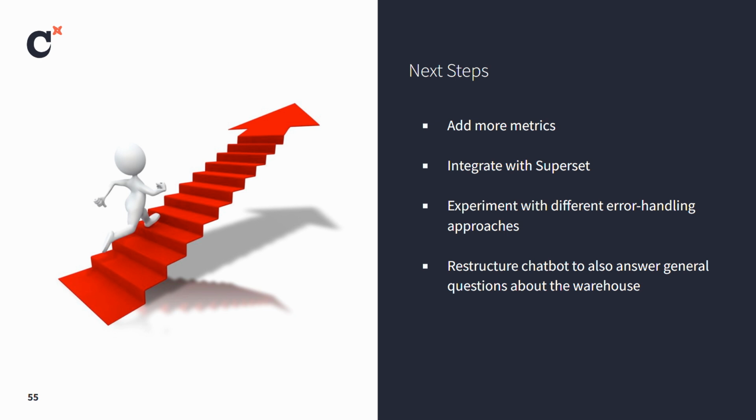Second is to integrate with Superset, an awesome open source tool. It would be awesome if this was an actual chatbot in our window so people don't have to go back and forth. And then also experiment with different error handling approaches. This is just something that can always be improved. And then finally, restructure the chatbot to also answer general questions about the warehouse. It would be great if the user could ask what dimensions are available for certain metrics, or just general catalog or schema questions, all in this one chatbot.